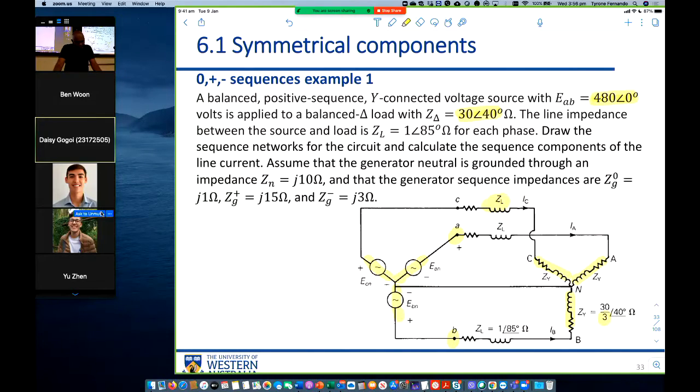Assume the generator neutral is grounded through an impedance Zn, which is given by j10. And the generator sequence impedances: zero sequence is j1, positive sequence is j15, and negative sequence is j3. Okay.